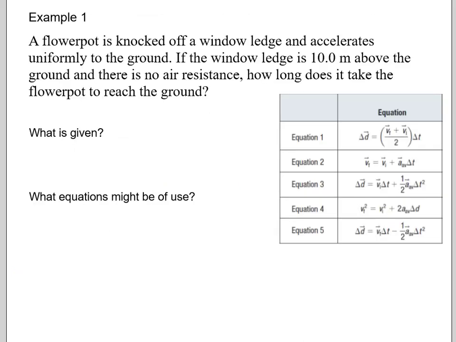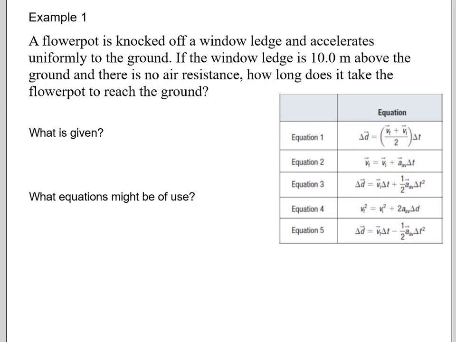We have our 5 kinematic equations listed to the side. We'll do the same approach we've done in the past section. So a flower pot is knocked off a window ledge and accelerates uniformly to the ground. If the window ledge is 10 meters above the ground and there's no air resistance, how long does it take the flower pot to reach the ground?